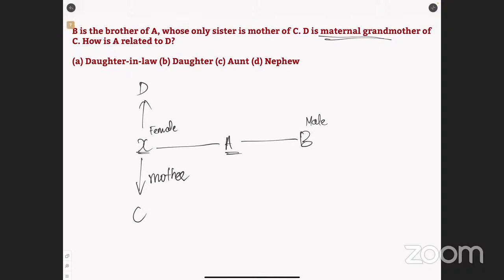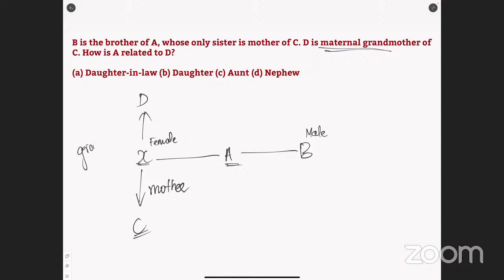No, we do not know the gender of C either. But what we know is C and D are grandmother and grandchild. So let's call D the grandmother here of C. Now, what is the question? How is A related to D? The relationship between A and D. Let us look at the options now.